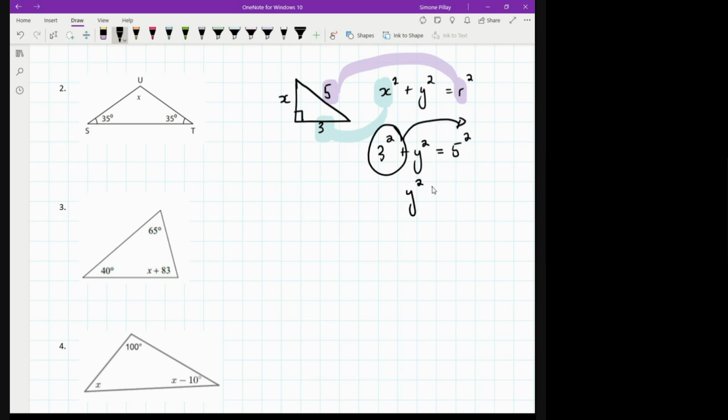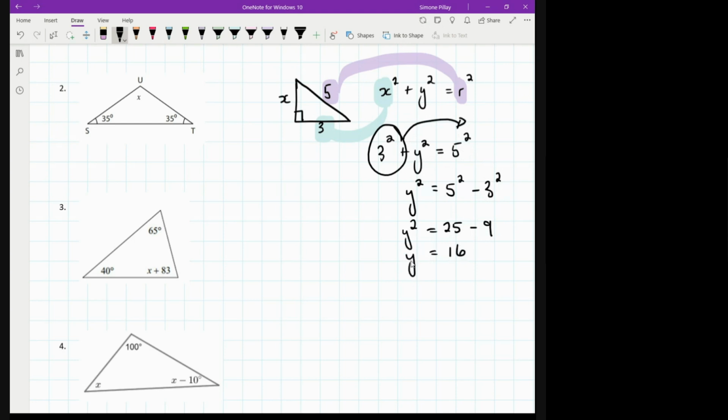And we're going to get y squared is equal to 5 squared minus 3 squared. Now, I can't just go and say 5 squared minus 3 squared is 2 squared. No, it doesn't work like that. You have to say 5 squared is 25 minus 3 squared is what, Uma? 9. 9. 25 minus 9 is 16.